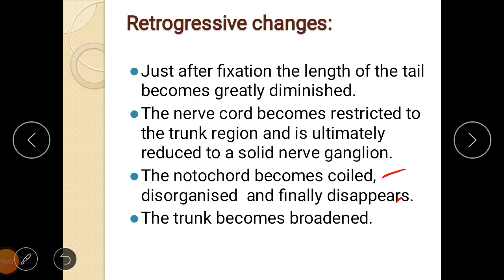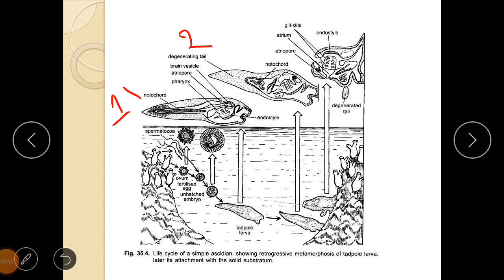So the trunk becomes broadened. This is the trunk region, right? In the first, larval stage, the trunk is a little bit broader. When it reaches the second stage, see the size is increased more, and when it reaches the adult stage, it is much more broader, right? So that is the change which happens in the retrogressive metamorphosis.